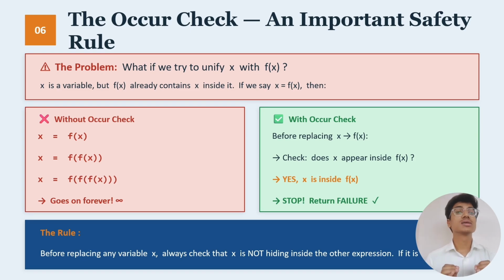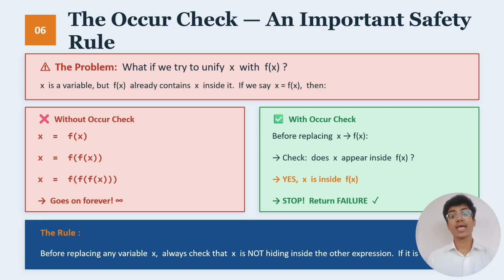Let's see the sixth slide. The occur check, an important safety rule, means in a function f of x, always check if x is inside or not. Here is an example. The problem: what if we try to unify x with f of x? x is a variable, but f of x already contains x inside it.